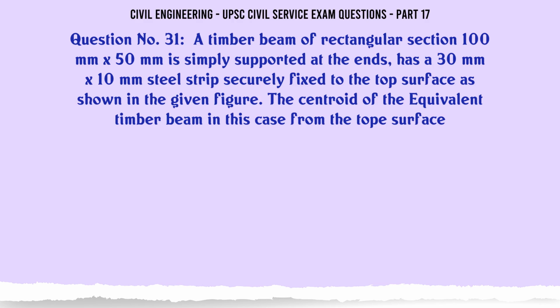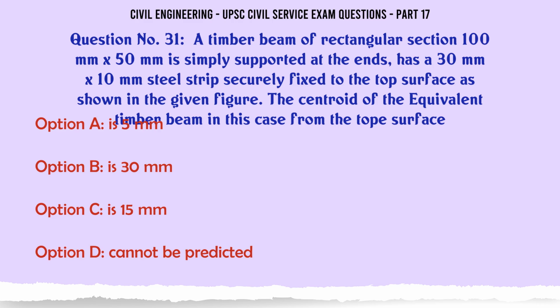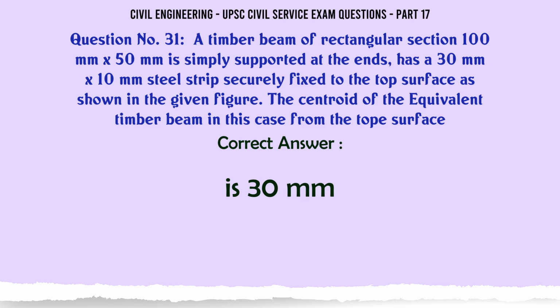A timber beam of rectangular section 100 mm x 50 mm is simply supported at the ends, has a 30 mm x 10 mm steel strip securely fixed to the top surface as shown in the given figure. The centroid of the equivalent timber beam in this case from the top surface: A. is 5 mm, B. is 30 mm, C. is 15 mm, D. cannot be predicted. The correct answer is 30 millimeters.